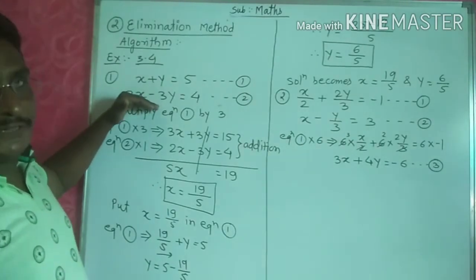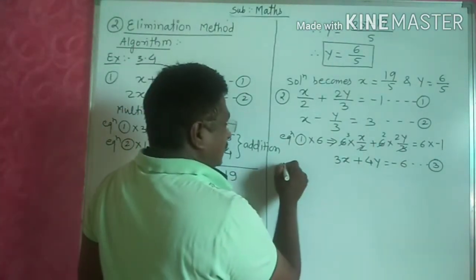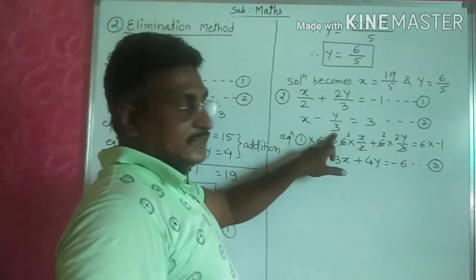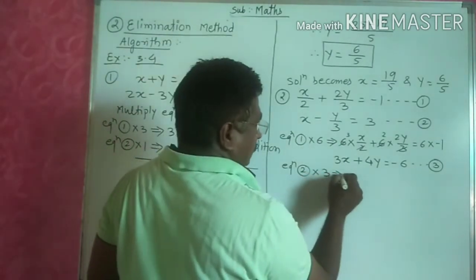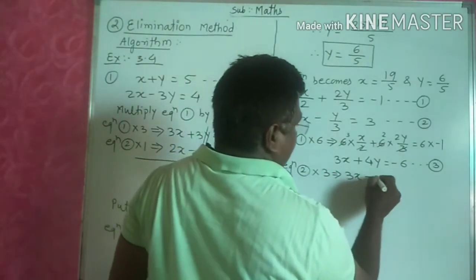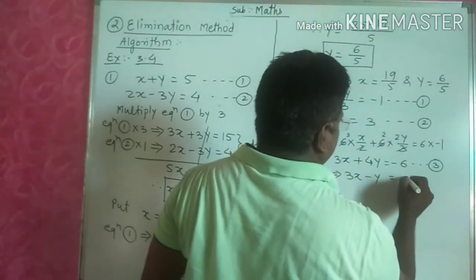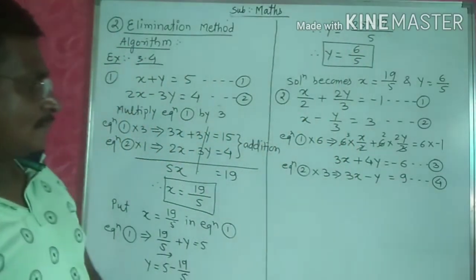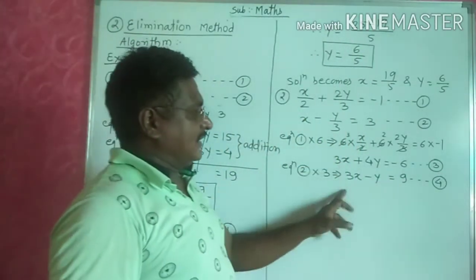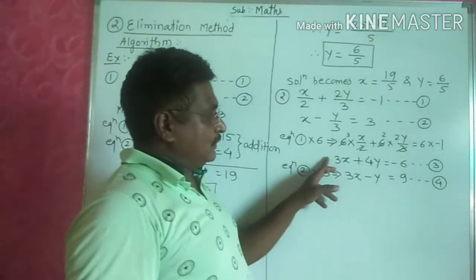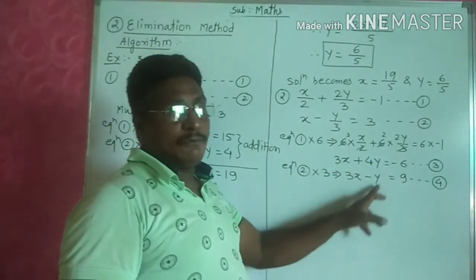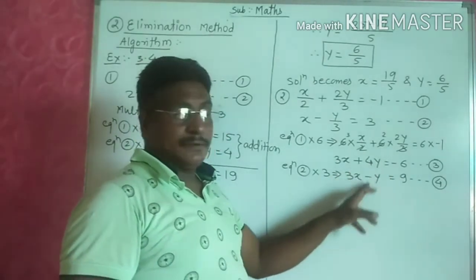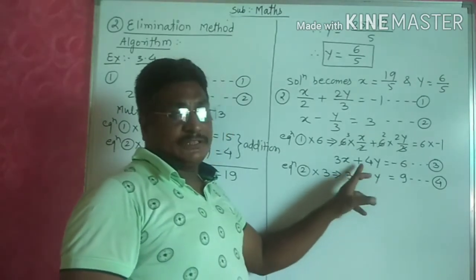So first we have to convert in this way. Then equation number 2, multiply by 3, since the denominator here is 3. So 3x minus y equals 9. Equation number 4. Now see equation 3 and equation 4. Which variable has opposite sign? y, plus and minus.